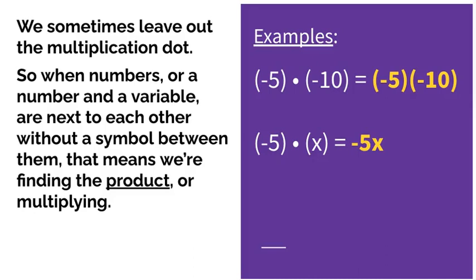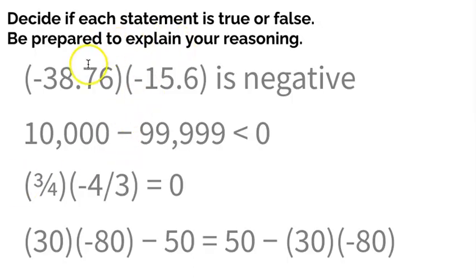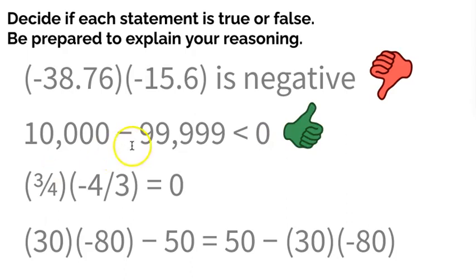All right, so let's do a little true false here. Decide if each of these is true or false. If I multiply this negative 38 and 76/100ths by 15 and 6/10ths, the product's going to be negative. No, it's actually going to be positive, right? Two negatives multiplied together make a positive. What about here? 10,000 minus 99,999 is going to be less than 0. Yeah, it is, because that's going to make a negative number, making it less than 0.